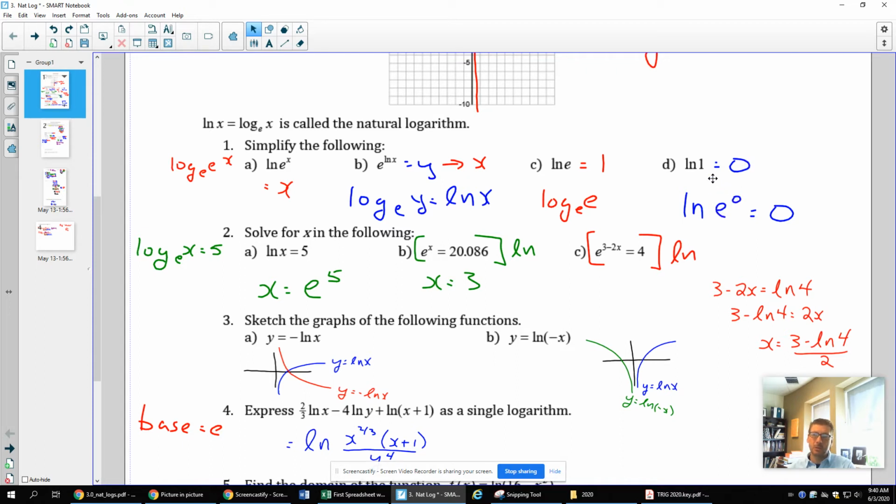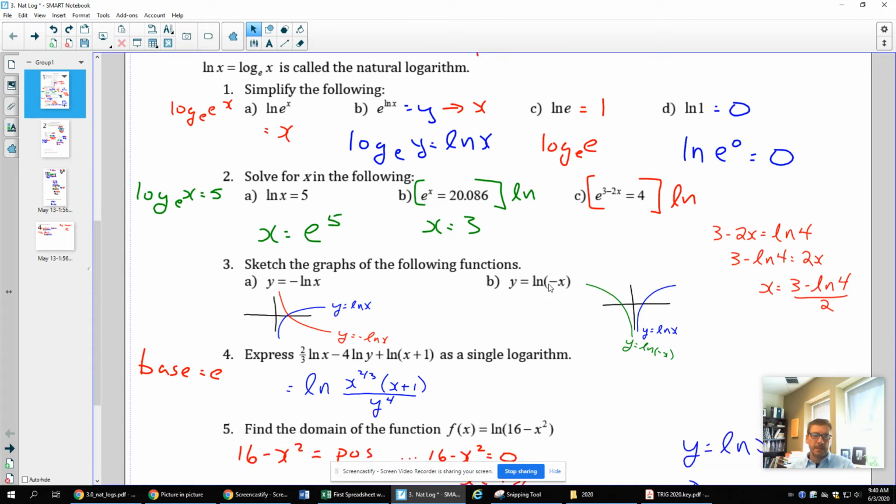Sorry, e to the 0 is 1. So 0 is your exponent, 0 is your answer. And then how do you solve equations?